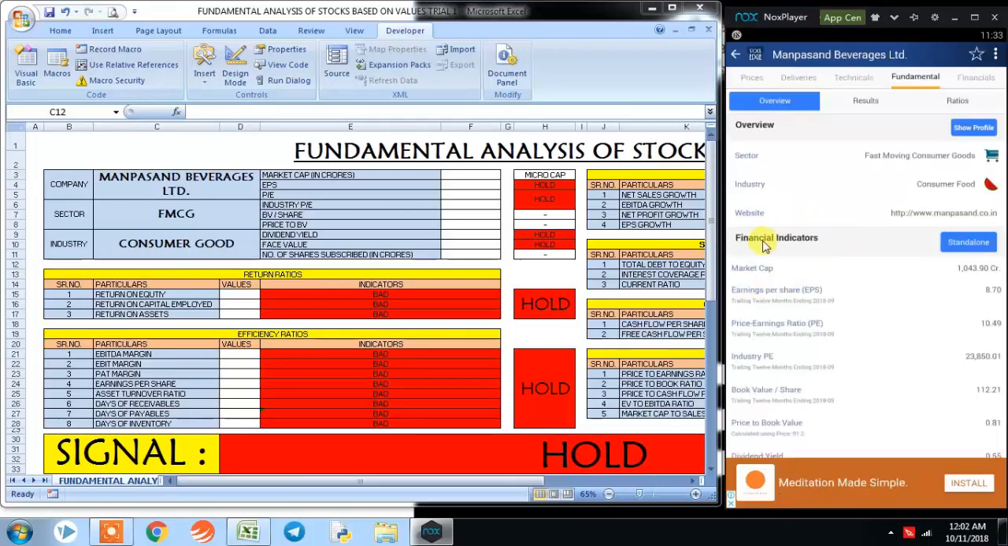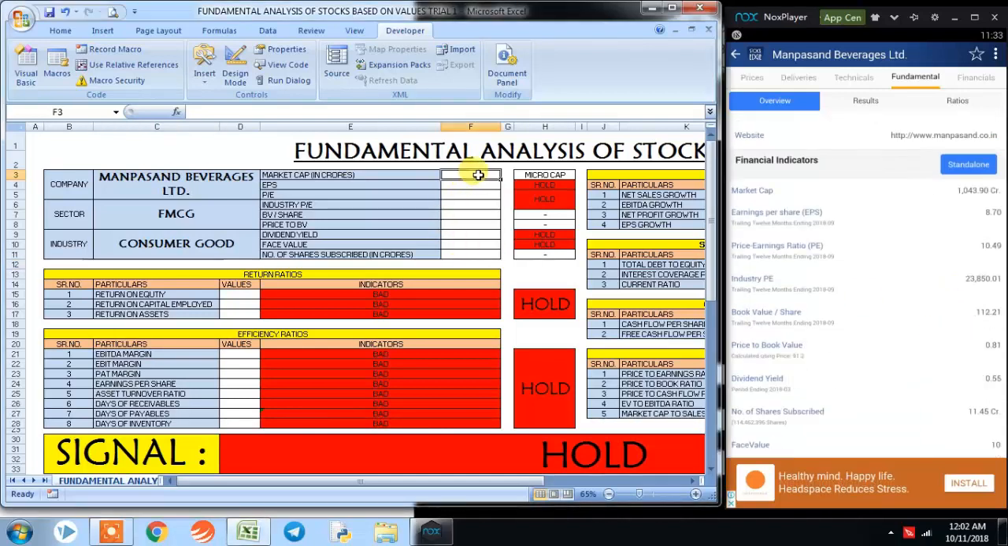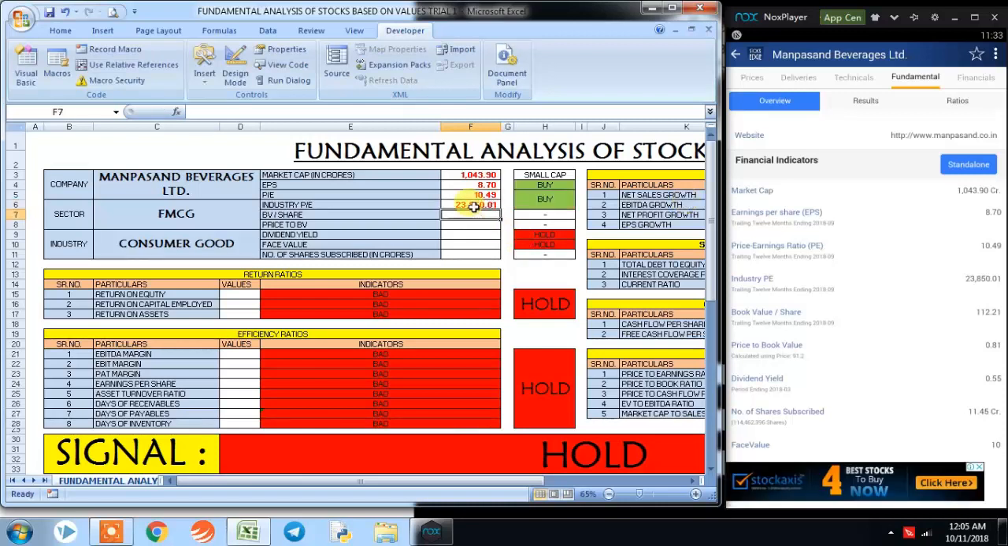Now let's go to the financial indicator. We'll be using this financial value in our Excel program. The first is market cap, which is 1043.90 crores. Clearly a small cap company. The earning per share is 8.7. Price to earning ratio is 10.49. Industry price to earning ratio is 23850.01. This is a vague value, so we need to cross check it.